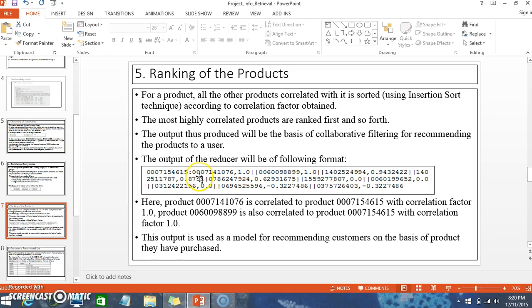In this example, product 00071411076 is correlated to product 007154615 with a correlation value of 1.0. Similarly, 00600988899 is also correlated to the product 007154615 with a correlation value of 1.0, and so on.